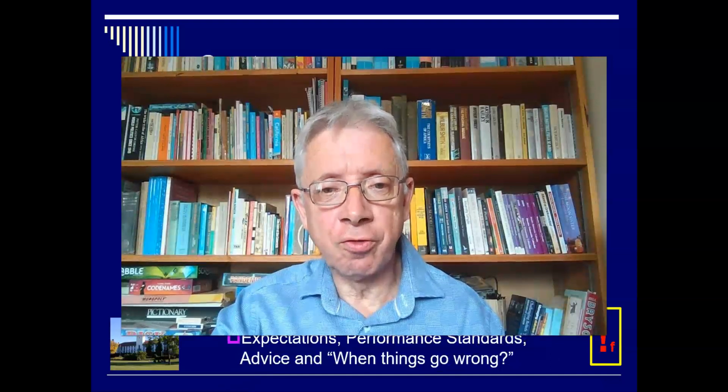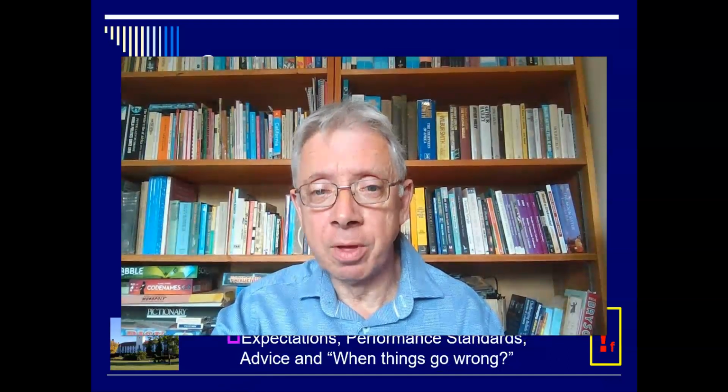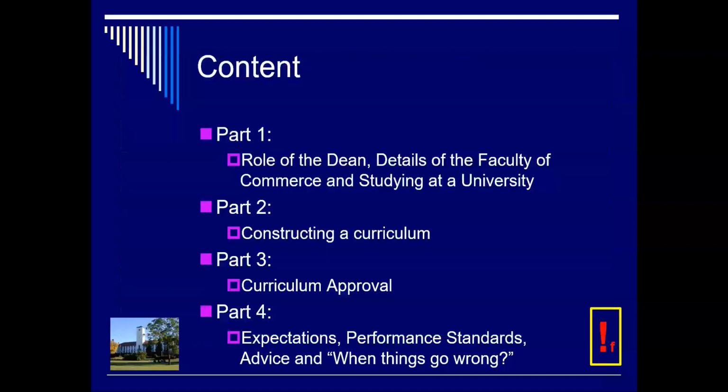That concludes the 4 parts of my presentation, but let's just recap what we've been through. So, in part 1, I spoke about the role of the dean, details of the Faculty of Commerce, and studying at a university. In part 2, we spoke about constructing a curriculum, how you would put together courses that constitute a degree. In part 3, we spoke about how you would submit your proposed curriculum for approval. And in part 4, I spoke about expectations, performance standards, gave you some advice, and then gave you some hints at what you should do when things go wrong. I have one final slide to go through.